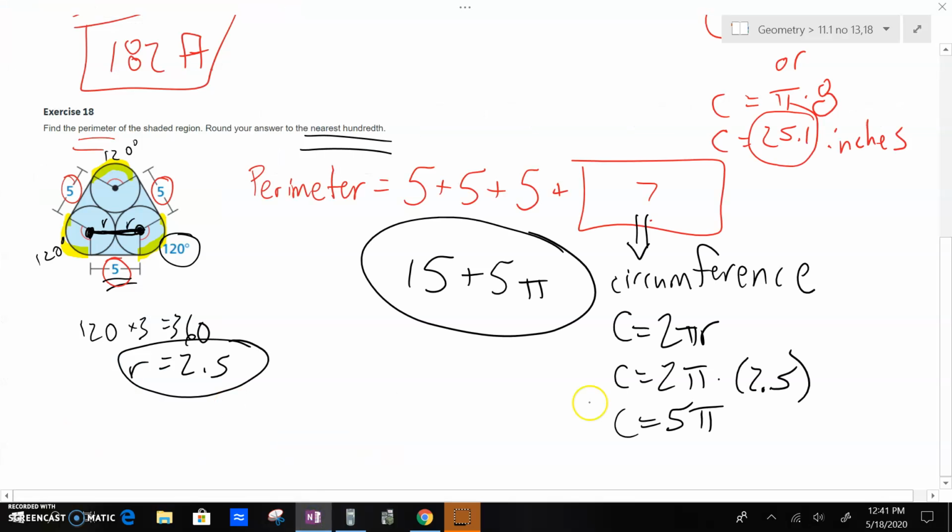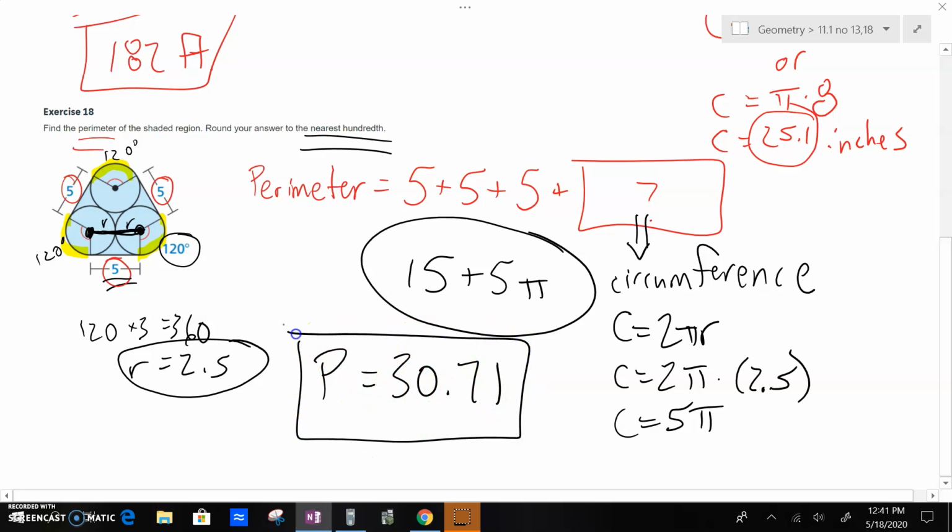So 30.71 is our total perimeter. And that's it, 30.71. We got it. So that's all this question was asking, is to find the distance around the outside.